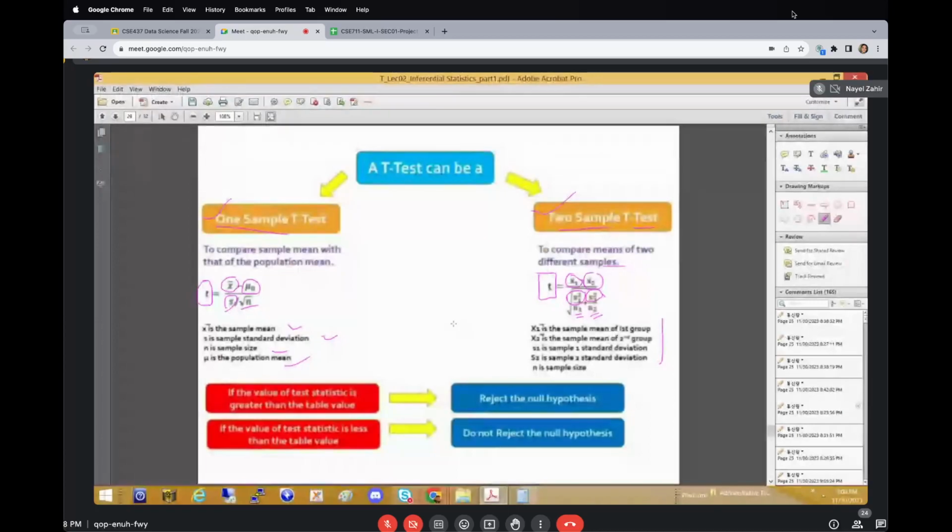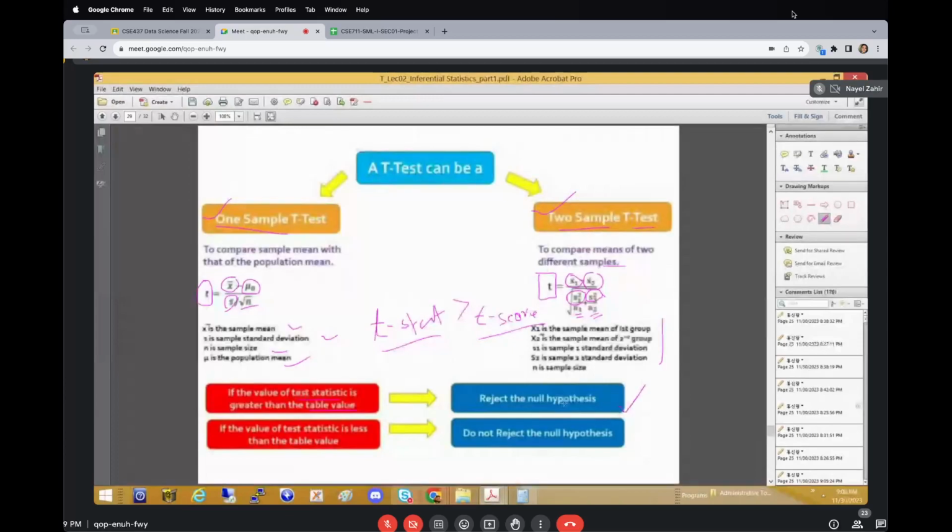Okay, so if the value of the test statistic, like the t statistic, which we can calculate from the data, is greater than the table value, or we can say the t score or the critical value of t, then we have to reject the null hypothesis.